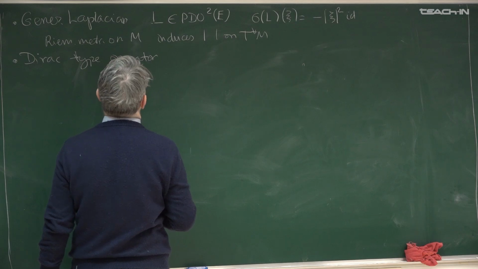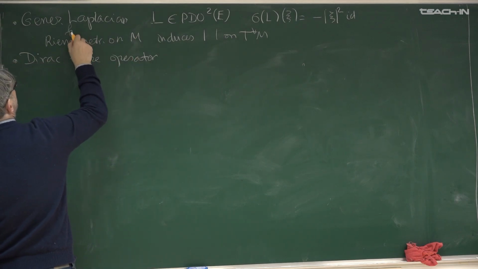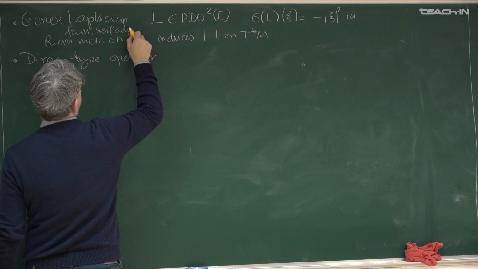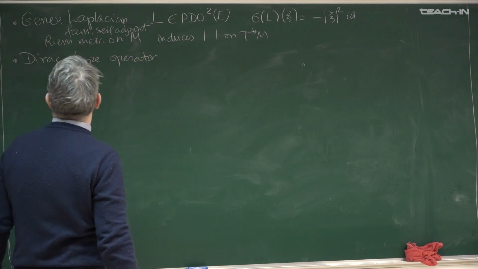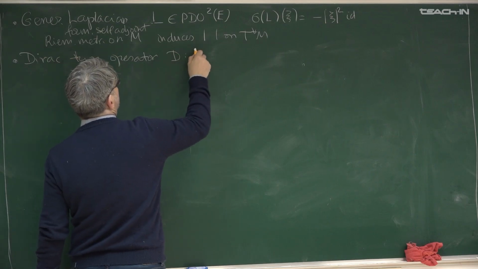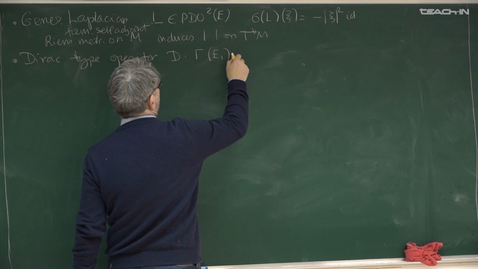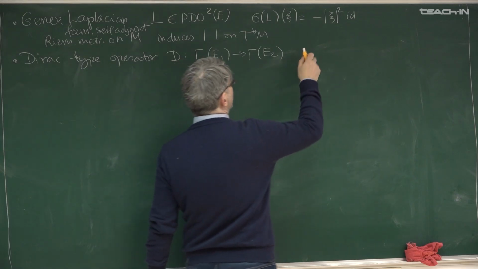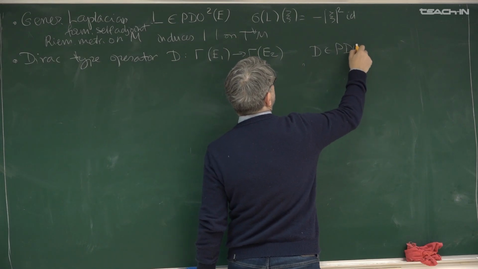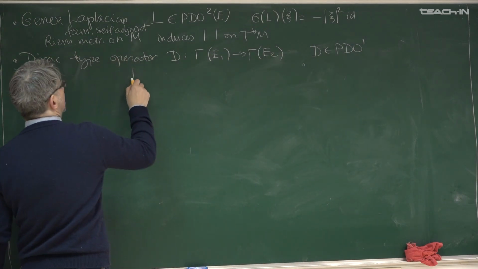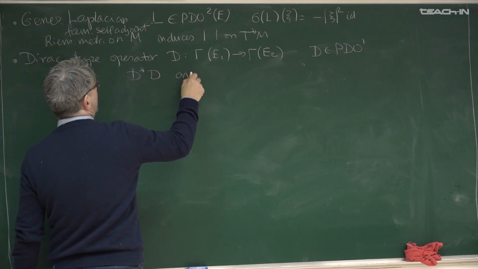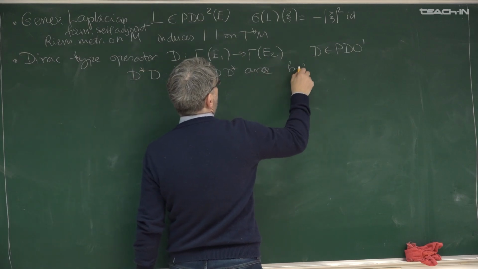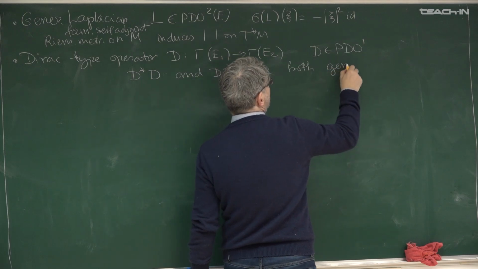Sorry, I forgot to say that this operator is formally self-adjoint. A Dirac-type operator is an operator which takes sections of one vector bundle to sections of another vector bundle, and it is of first order, such that d star d and d d star are both generalized Laplacians.